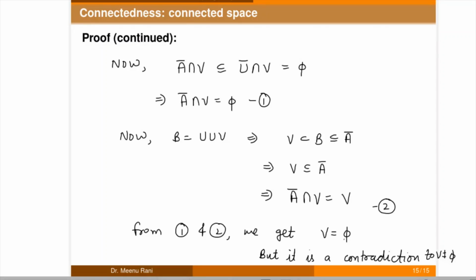Now in this lecture we have discussed some results based on general connected spaces. In the next lecture we will discuss some results based on connected spaces in the real line. So thank you.